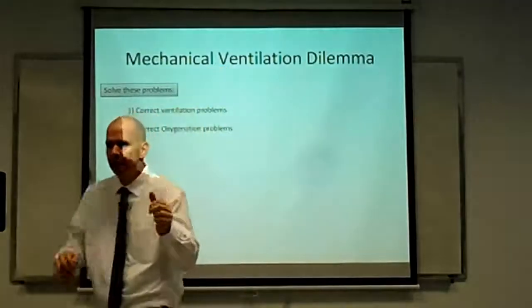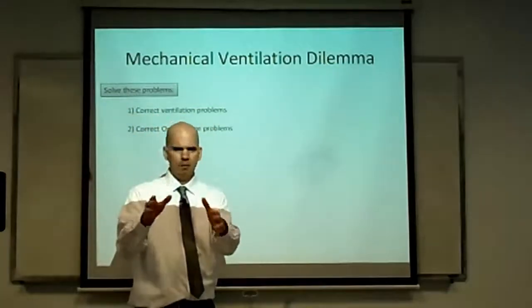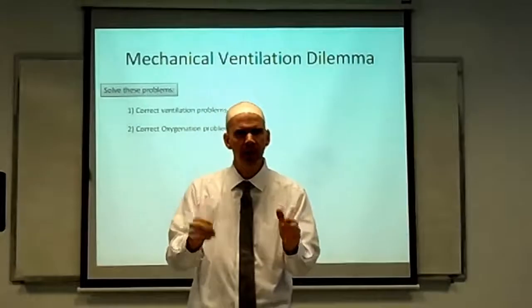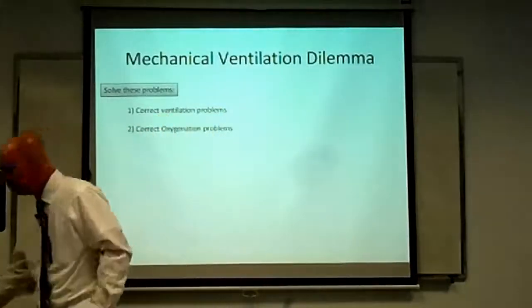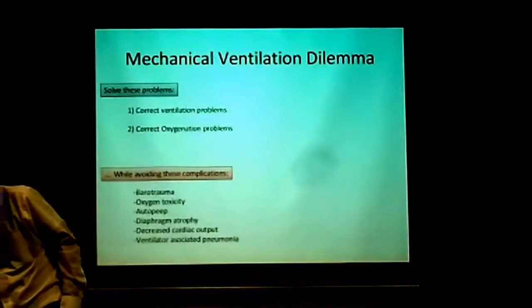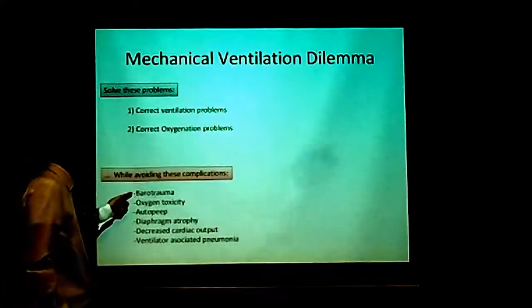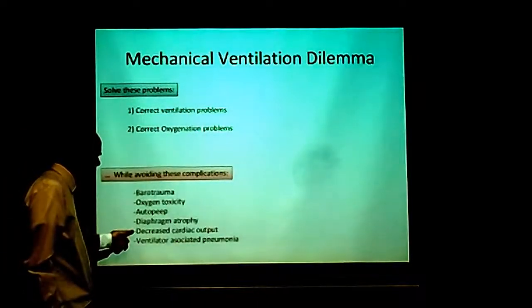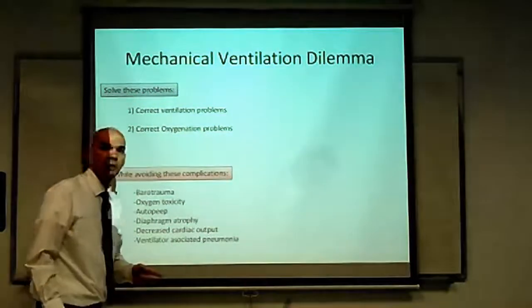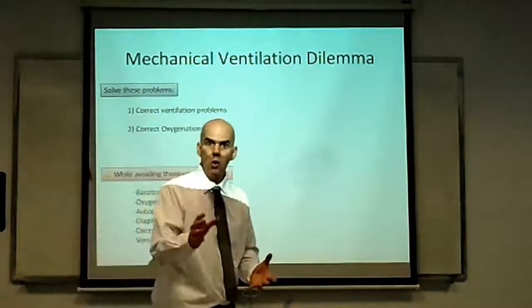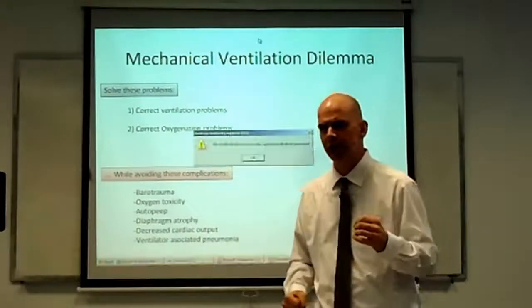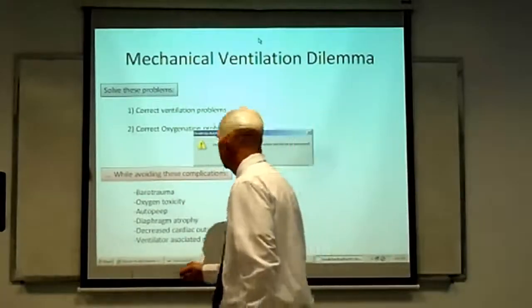Remember how I said that positive pressure ventilation, by violating normal physiology, carries complications with it? Well, here are those complications. Here is the catch. Barotrauma, oxygen toxicity, autoPEEP, diaphragm atrophy, decreased cardiac output, and ventilator-associated pneumonia. All these things come right along with the package of positive pressure ventilation. This is very serious.